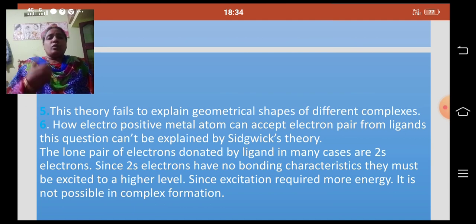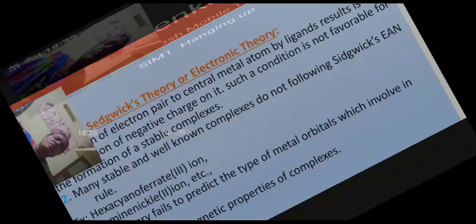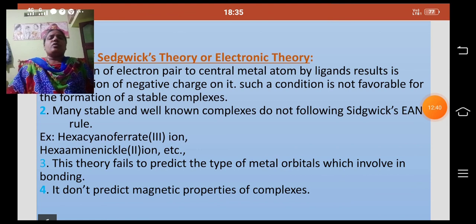So to donate that electron pair, the ligand must get excited, and only then will those electrons be donated. Generally for excitation we have to supply some amount of external energy, but in complex formation we are not supplying any external energy. For that question also, Sidgwick's theory gives no explanation.